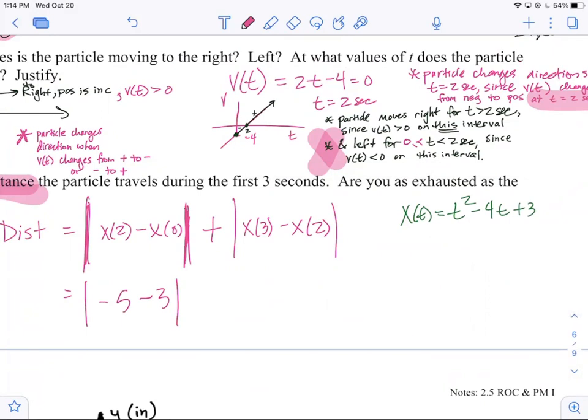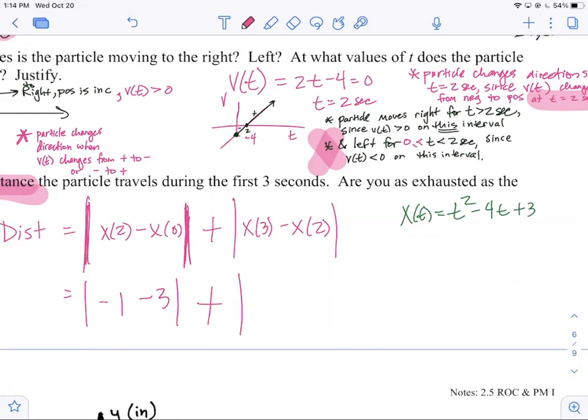Oh, that's not right. What is x of 2? Did y'all get the same thing? 2 squared is 4 minus 8. That's negative 4 plus 3 is negative 1. I put negative 5. Okay. And then minus x of 0. Y'all are so trusting. 3. Okay, that looks good. And then plus haste makes waste, right?